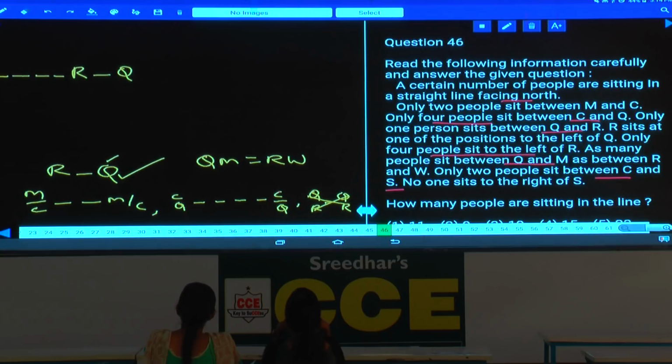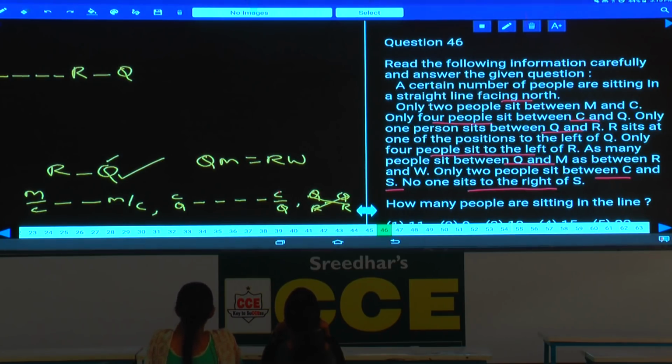Only two people between C and S, and no one sits to the right of S. As no one is seated to the right of S, S must be where? S must be at the right extreme end, isn't it? And only two people between C and S means C is to the left hand side of S. Are you following this one or not? C is to the left hand side of S. We can fix from there itself or from the previous information.